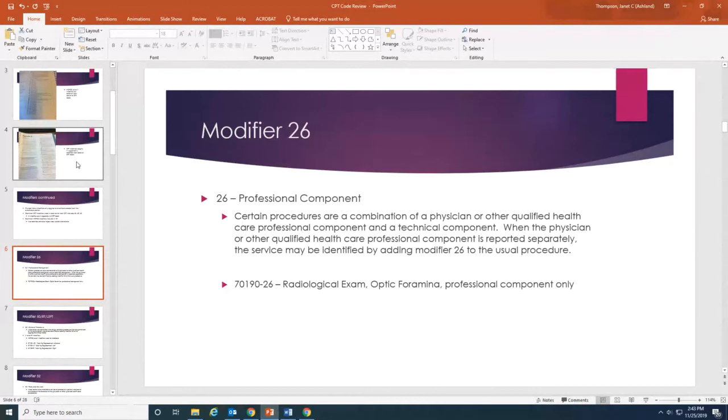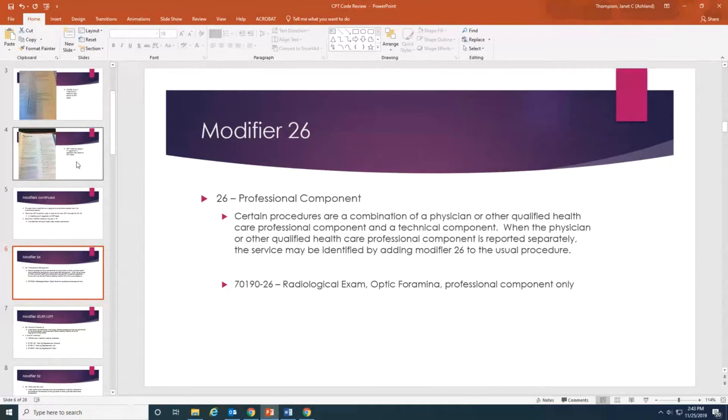So the doctor did not produce that picture or film themselves, but they're reading it and giving an opinion. So, for example, 70190-26.